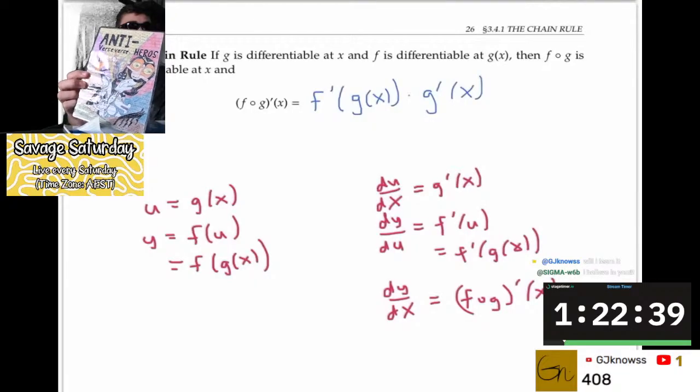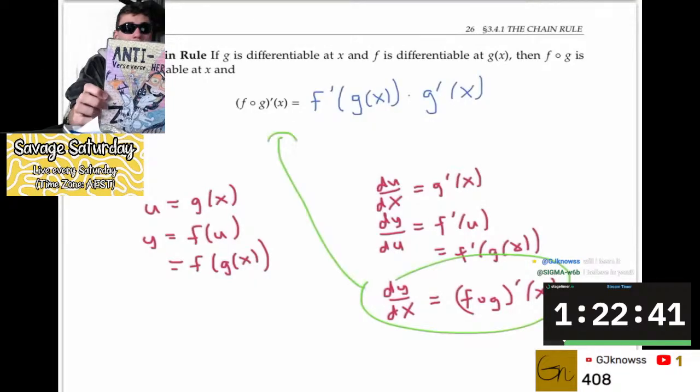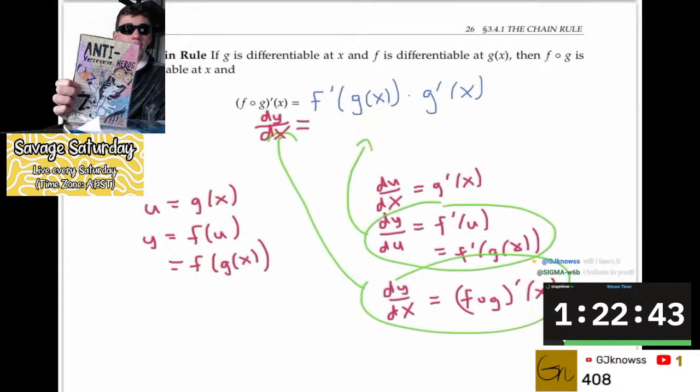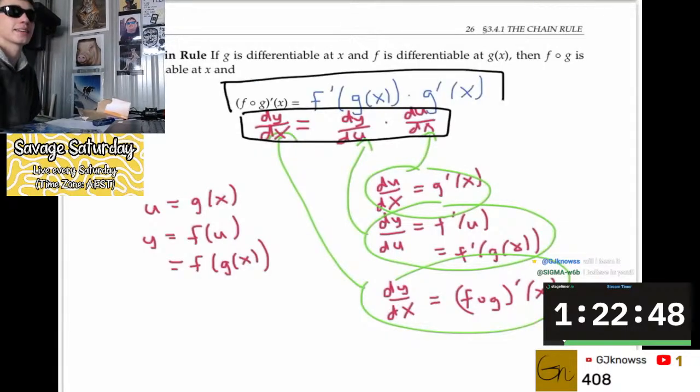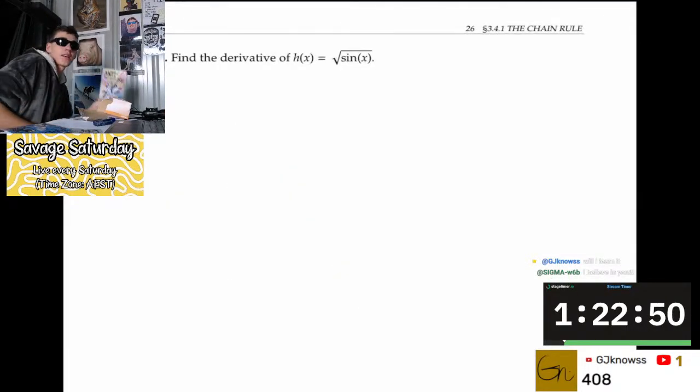Using this key, I can rewrite the expression above as dy/dx equals dy/du times du/dx. These are the two alternative ways of writing the chain rule. Let's use the chain rule to take the derivative of the square root of sine x.